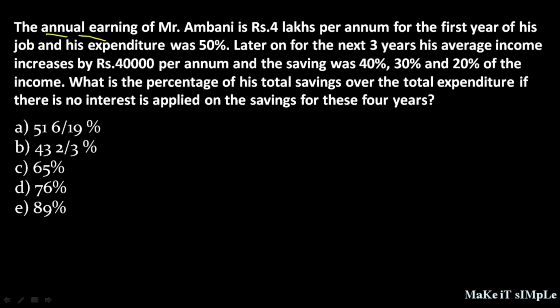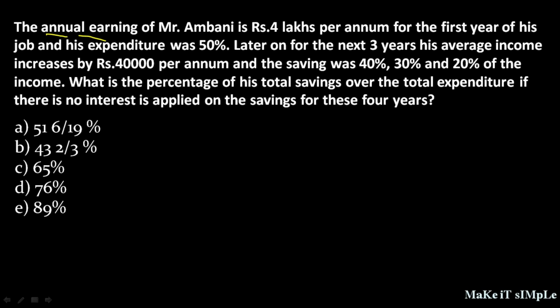The annual earning of Mr. Ambani is 4 lakhs per annum for the first year of his job and his expenditure was 50%. Later on, for the next 3 years, his income increases by 40,000 per annum and the savings were 40%, 30% and 20% of the income. What is the percentage of his total saving over the total expenditure if there is no interest applied on the savings for these 4 years?